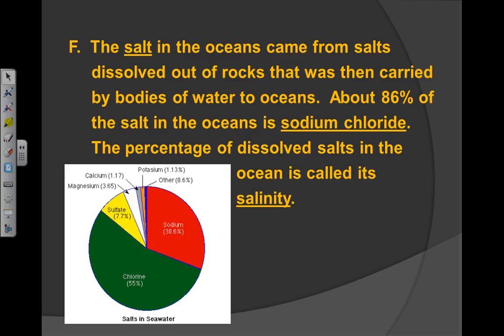Salts is a category of substances. So we have other salts that are also present besides those. The percentage of dissolved salts in the ocean is called its salinity. So when we look at how much salt is dissolved in the ocean as a percentage, it's referred to as salinity, kind of like the saline solution that you use to wash your contacts. That's where it comes from. That means salty.